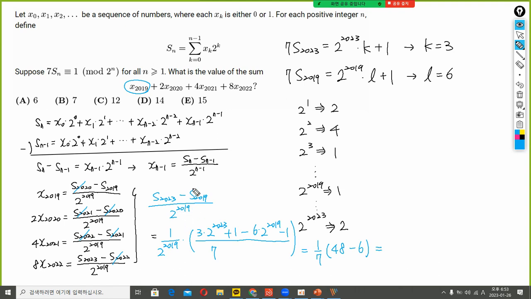And then the second condition is this. When you change the value of n to 2023, that means this is 7 times something, and when it's divided by 2 to the 2023 power, the remainder is 1. And for 2019 also, when it's divided by 2 to the 2019 power, the remainder is 1.